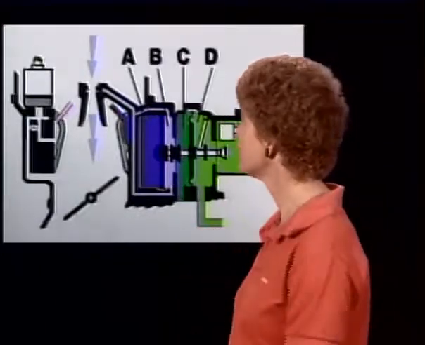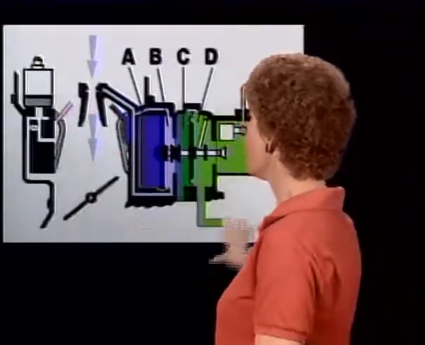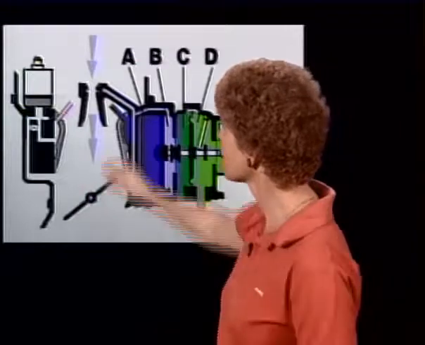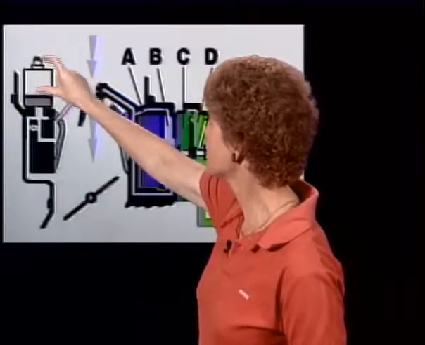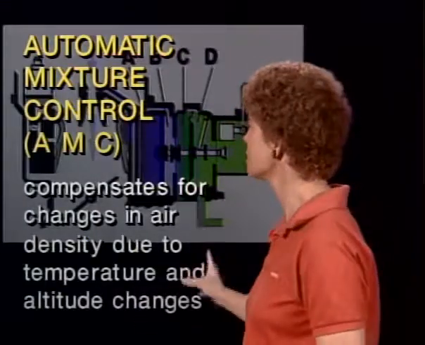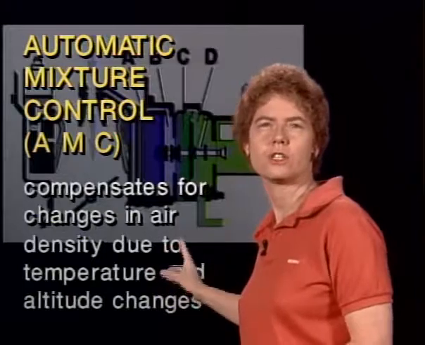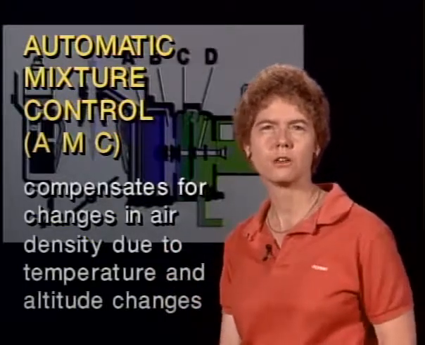Now, let's talk about the automatic mixture control. You're going to see that abbreviated AMC, and in our overall diagram of the pressure carburetor, here it is up here in the upper left. The purpose of it is to compensate for changes in air density due to changes in temperature and changes in altitude. And by compensating for that, it enables the proper amount of fuel to be delivered to the engine.